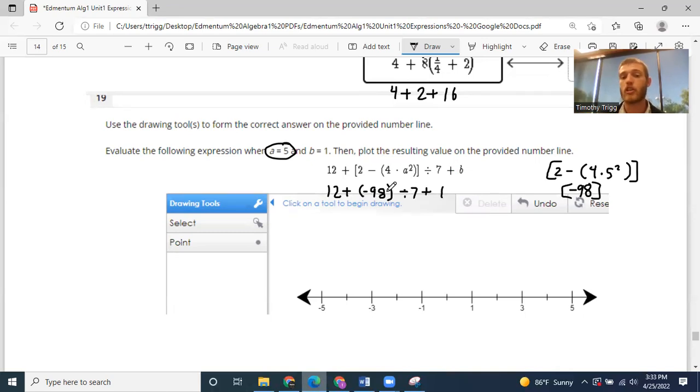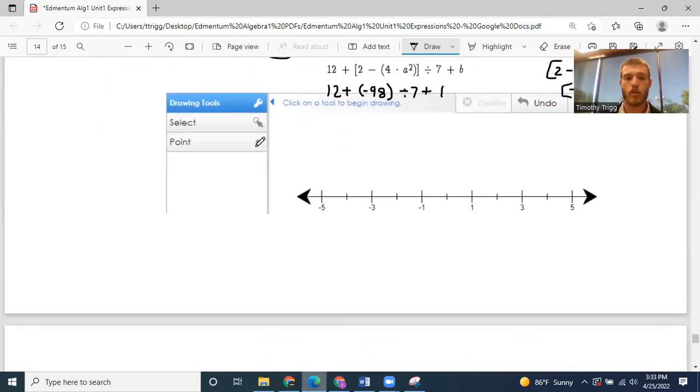Remember, you would do this division next. Okay, keep in mind you do multiplying and dividing before adding and subtracting. Whatever the answer is, make sure to click on this, whichever it is, on the number line. Okay, you'd select this point tool and then press right there.